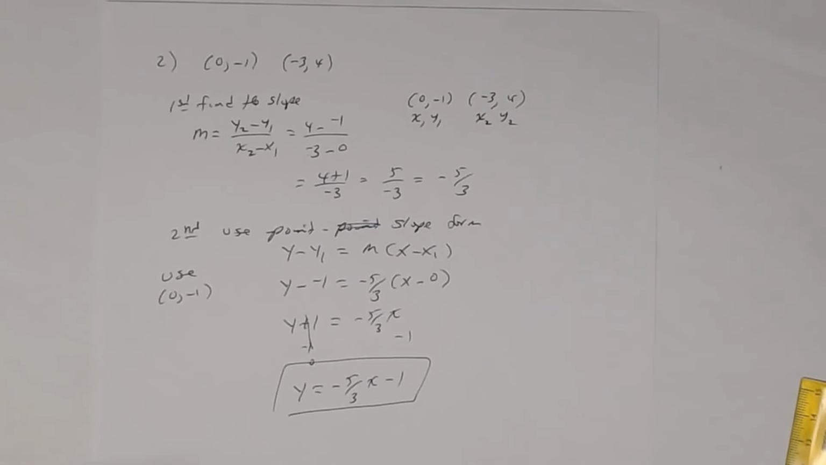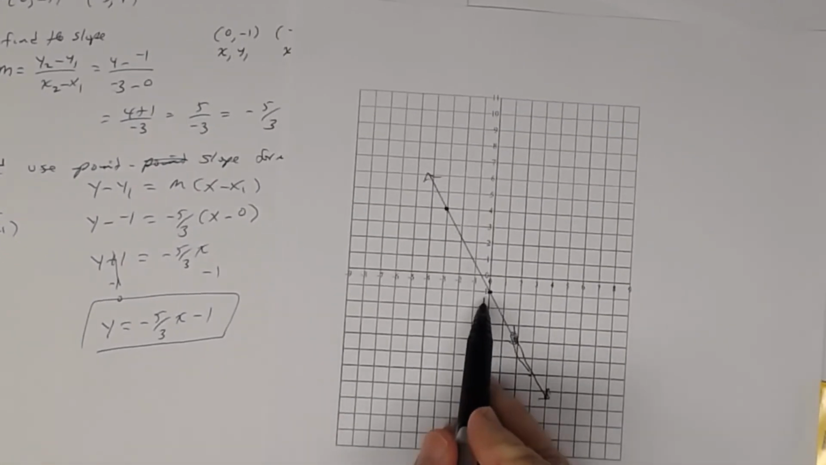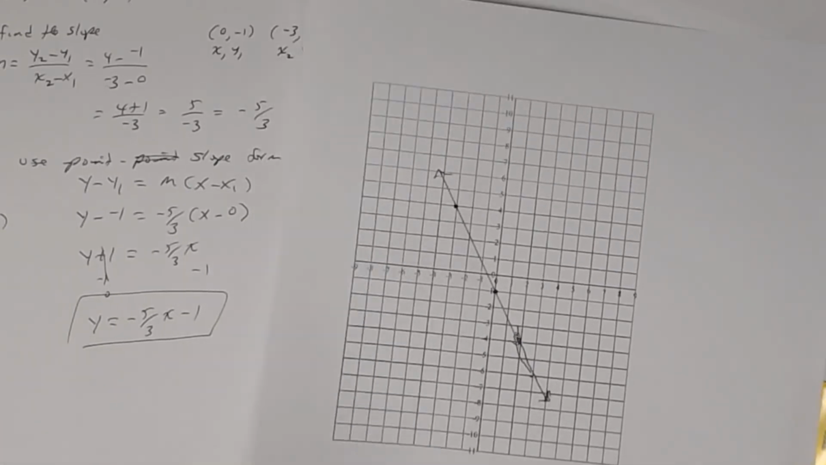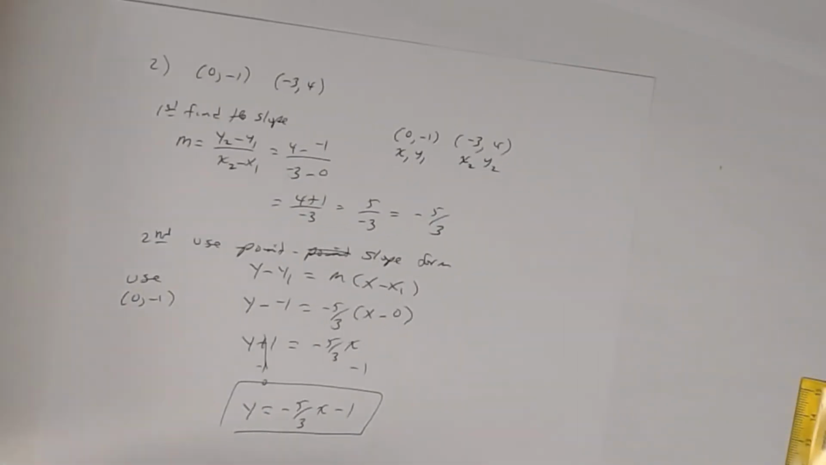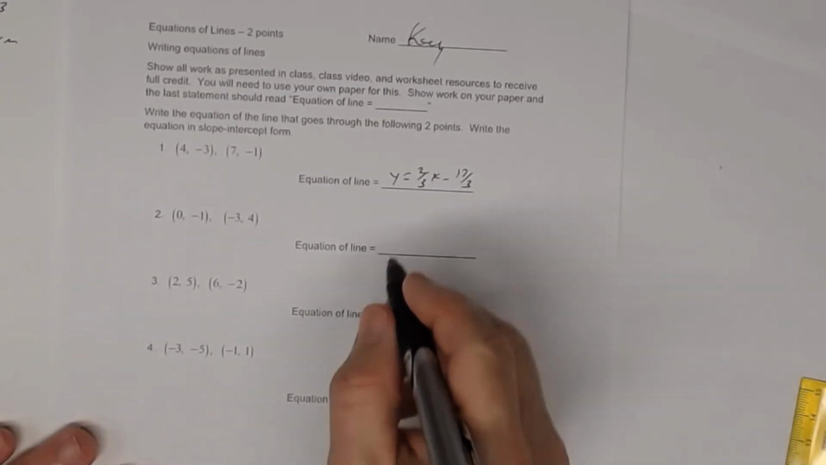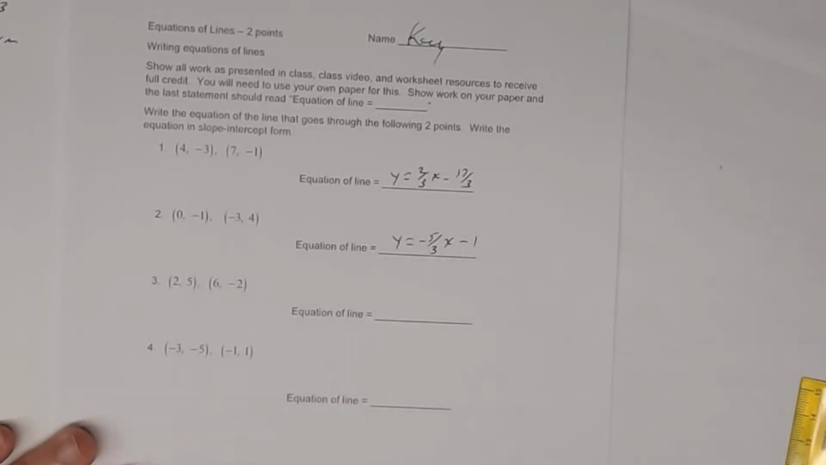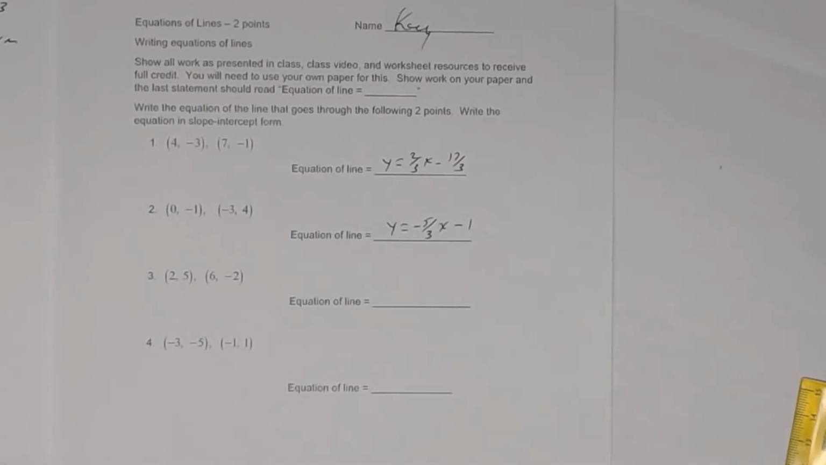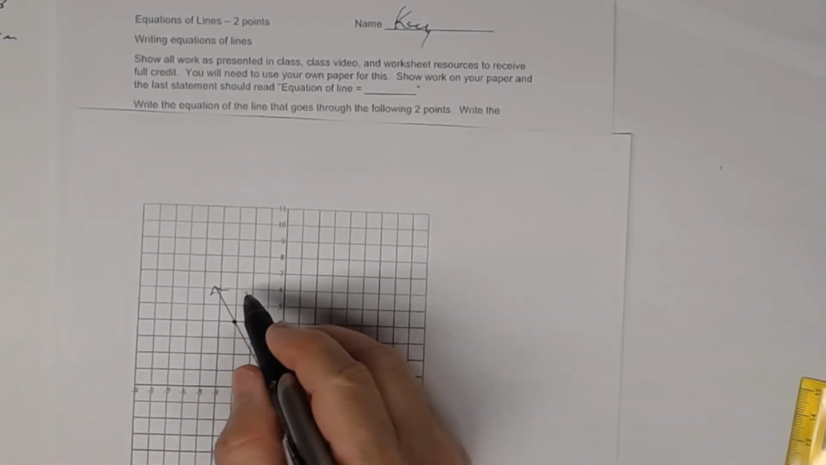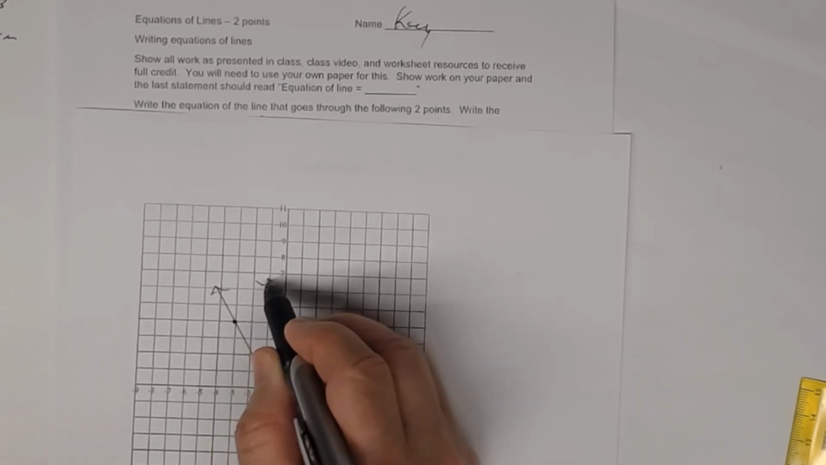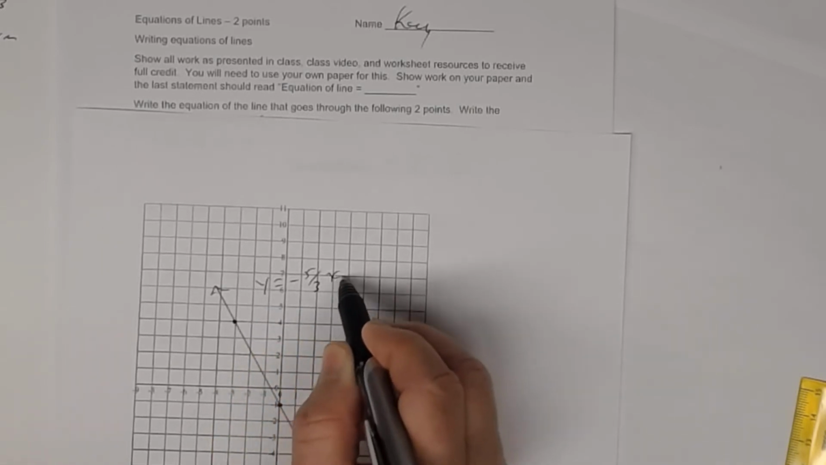And I want to show you something. You see right here, where does the graph cross the y-axis? The graph crosses the y-axis at negative 1, which is what the y-intercept is. All right, so that is number 2. So the answer to number 2 is y equals negative 5/3 x minus 1. All right. So if you were to graph this, which you didn't have to, but I'm just saying if you were to graph this, you just found the equation of that line. The equation of that line is y equals negative 5/3 x minus 1.